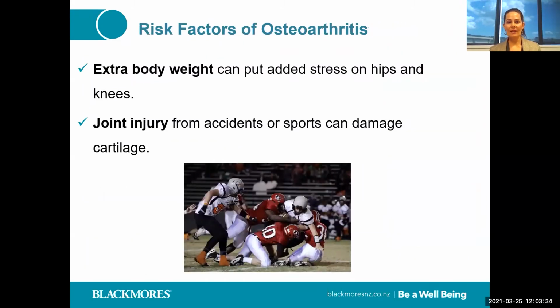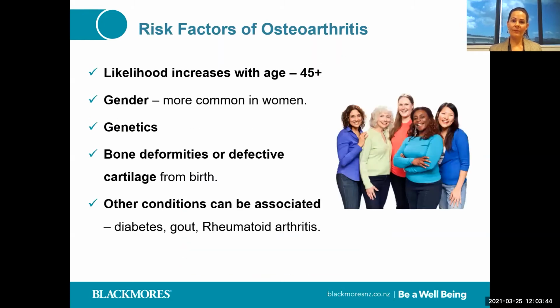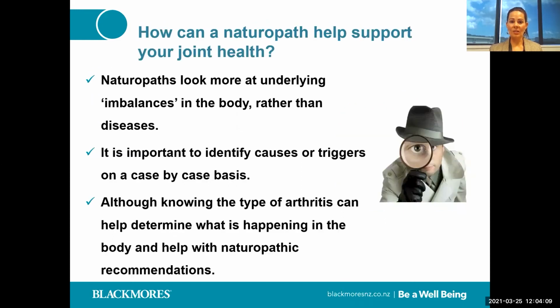Risk factors of osteoarthritis include extra body weight, which can put added stress on the hips and the knees, and joint injury as well from accidents or sports that can damage the cartilage. Further risk factors are that likelihood increases with age, so over 45, and it is more common in women, so gender factors. Genetics can be a factor, also bone deformities or defective cartilage from birth. Other conditions can be associated like diabetes, gout, rheumatoid arthritis. So often there can be a cluster of inflammatory factors going on, and also oxidation.